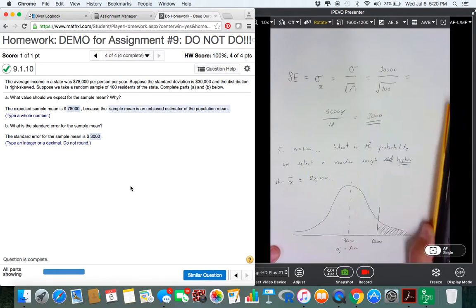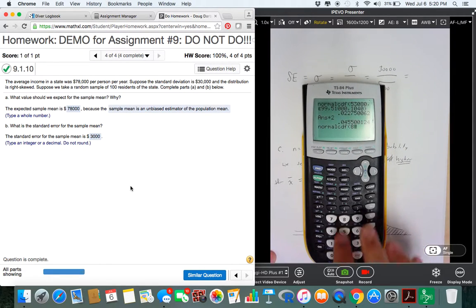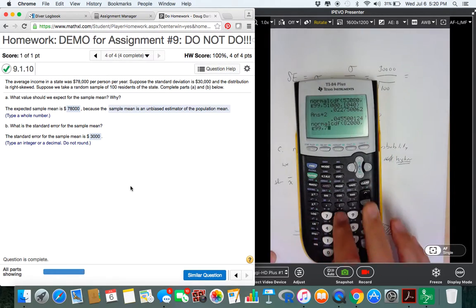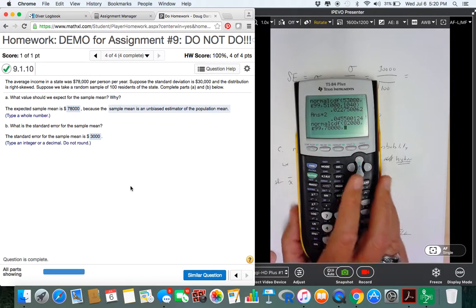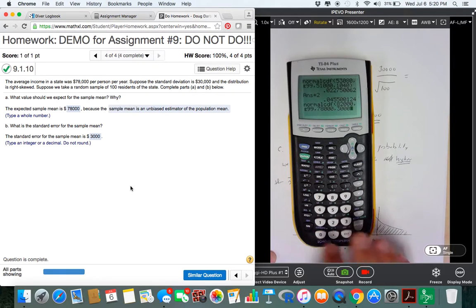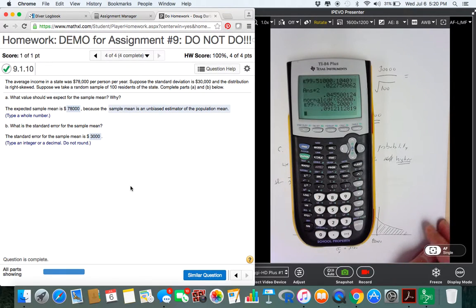So I want what? 82,000 and above, with the mean, which is what, 78,000, with the standard deviation, which we call the standard error, which is 3,000. And guys, we're done. The answer would be 0.0912.